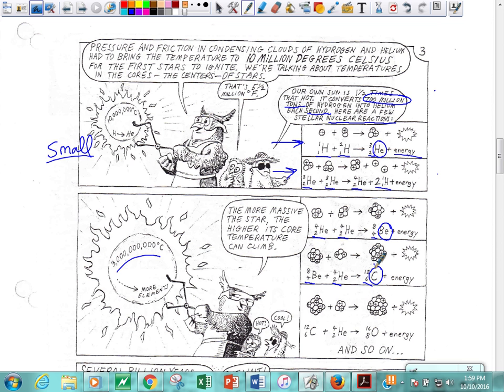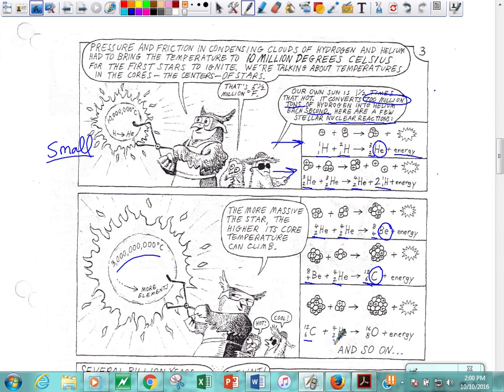Is that the only way to make carbon? What if you fused hydrogen and boron together? What would you make? Carbon. 5 plus 1 is 6, so you make carbon. What if you had 2 lithiums and fused them together? Carbon. Make carbon. Okay, and so inside stars, we're making what? New elements.